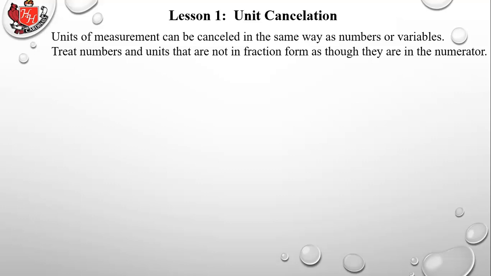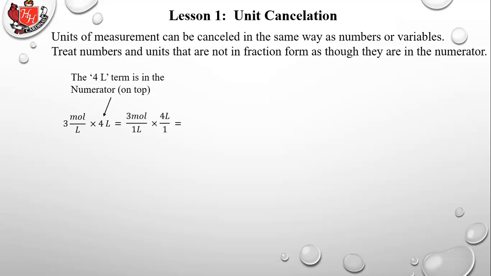So you treat numbers and units that are not in fraction form as though they are in the numerator. So if it's only on one level, it's in the numerator. So here we have 3 moles per liter. Now, you've not been introduced to either of these units of measure. You don't need to know what they are right now. We're just concerned with the math. So 3 moles per liter times 4 liters. So now the 4 liters is in the numerator. Okay, it's only on one level, so you assume it's on the top.